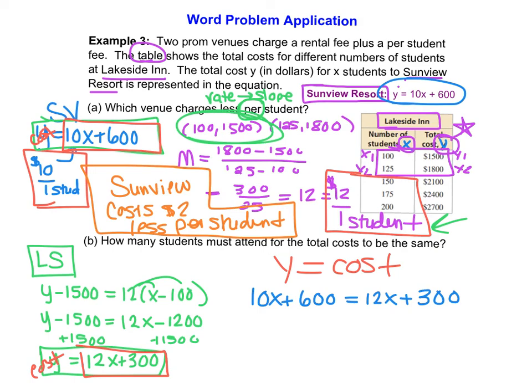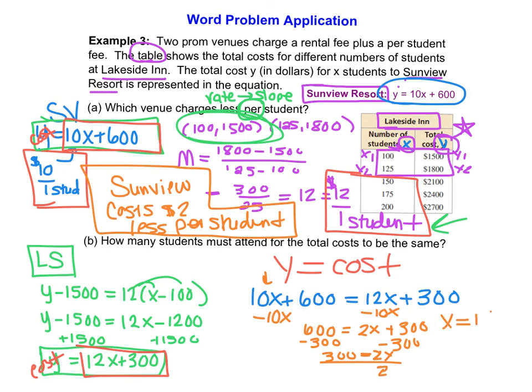So I'm going to start by getting my x's together. So to undo this 10x, I want to subtract 10x from each side. So I have 600 is equal to 2x plus 300. Subtract 300 from each side. So I now have 300 is equal to 2x. Divide by 2. And I find that x is equal to 150. So what this answer is telling me is that at 150 students, both of these costs will be the same.